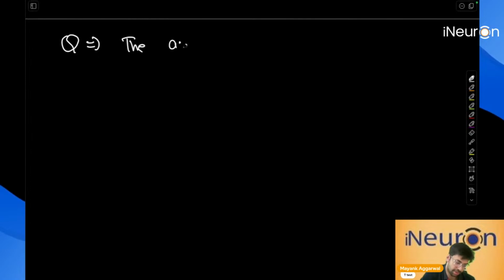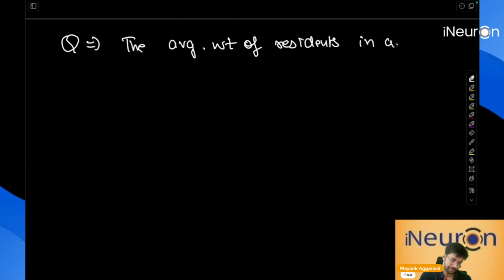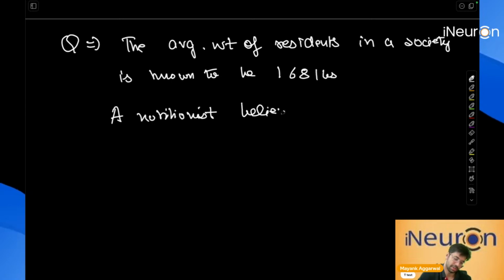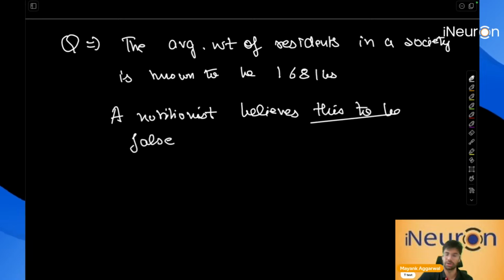Based on the same thing which I explained: the average weight of residents in a society is known to be 168 lbs. Let's say you're living in a society, or the average weight in a state is known to be this much. Now a nutritionist believes this to be false. He says, no, it is not the case, you are saying 168, but I think it is not.